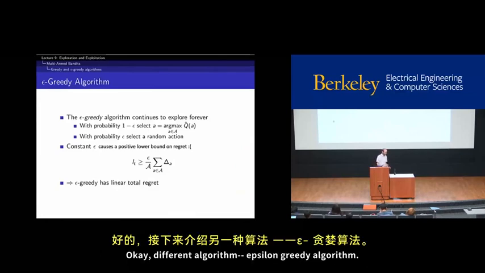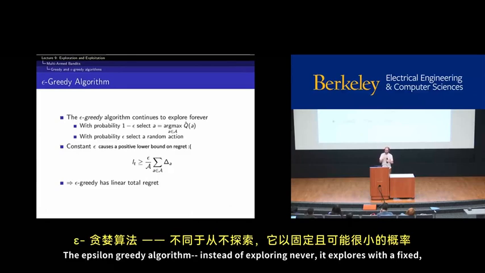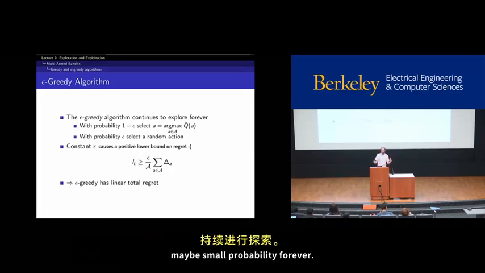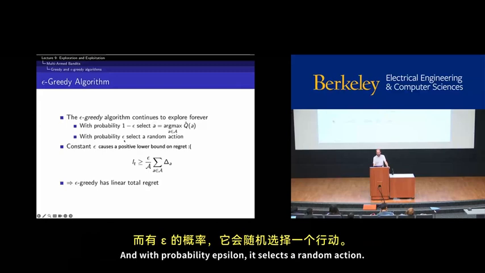Okay, different algorithm, epsilon greedy algorithm. Instead of exploring never, it explores with a fixed, maybe small probability forever. So with probability 1 minus epsilon, it picks the action that is believed to be the best. And with probability epsilon, it selects a random action.